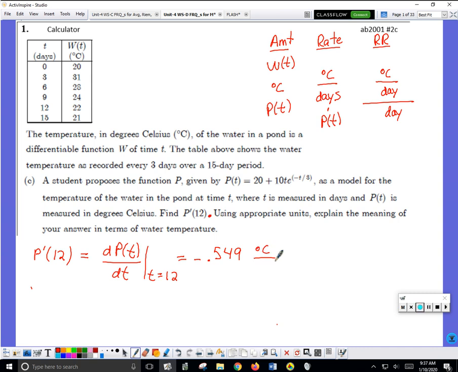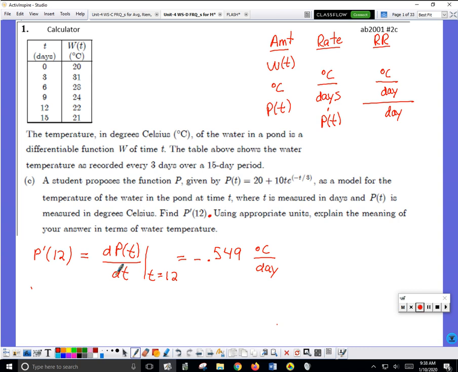Another way you can find the units is to look here. The units of P are degrees Celsius. The units of time are days. So when you take the derivative, you're taking change in temperature divided by change in time. So how many knew the unit?